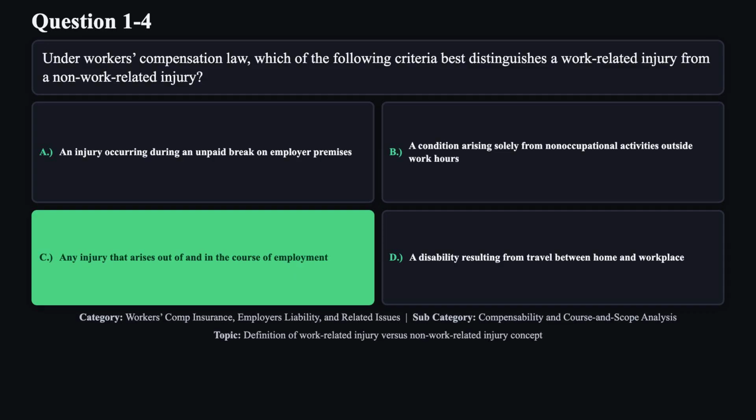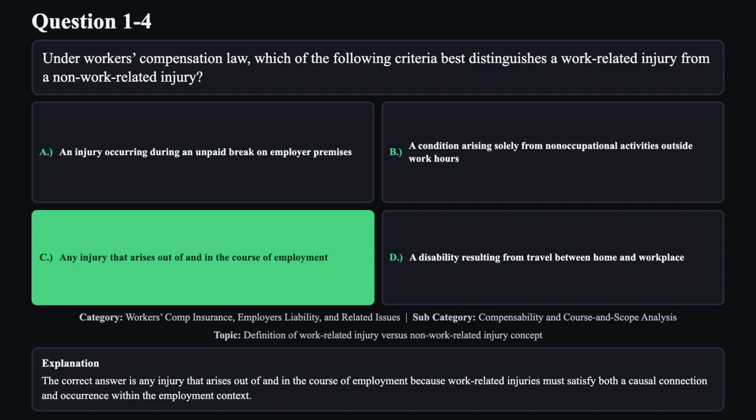The correct answer is C. The correct answer is any injury that arises out of and in the course of employment, because work-related injuries must satisfy both a causal connection and occurrence within the employment context.